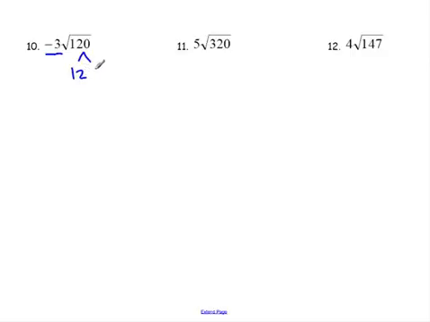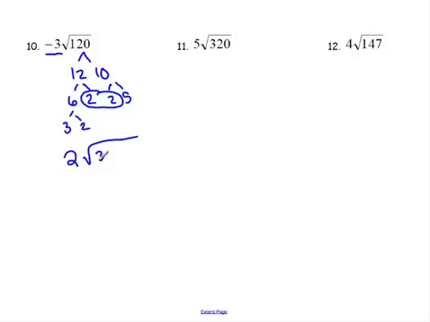So I can break this down into 12 and 10. That gets broken down into 6 and 2. This is 3 and 2. This guy over here is 2 and 5. And at that point, all of these numbers here at the bottom, the ones I focus on, are just prime numbers. I ask, are there any pairs? Here's a pair of 2s that I can pull out front. And what's left over is a 3, a 2, and a 5.